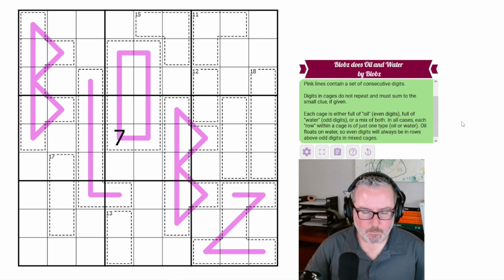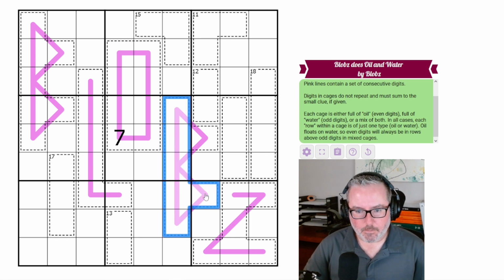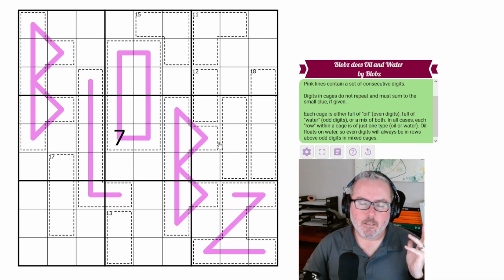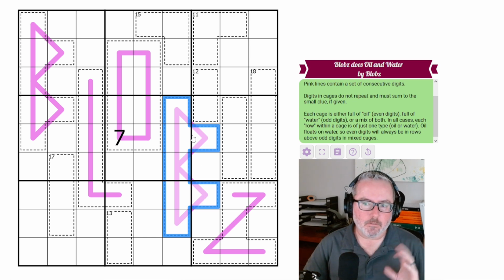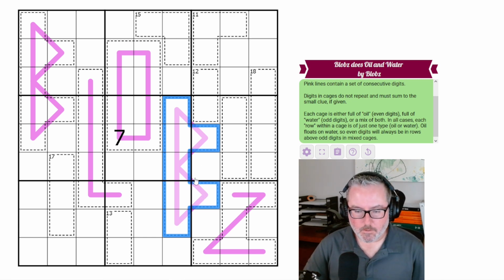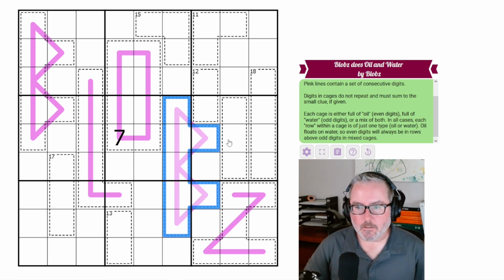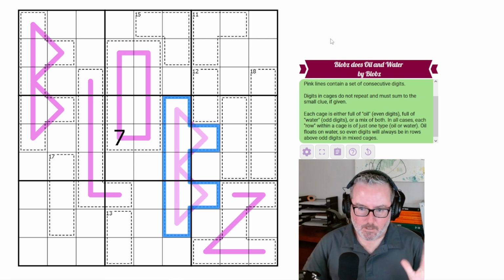So where the heck are we going to start? These are actually pretty good things to start with, because we know that digits in cages cannot repeat. So therefore, there's no way that these could be either full water or full oil. So it must be some combination of the two. Now, how many digits do we have? 1, 2, 3, 4, 5, 6, 7. Okay. So it's going to be some combination.